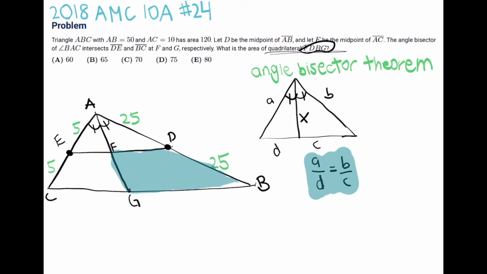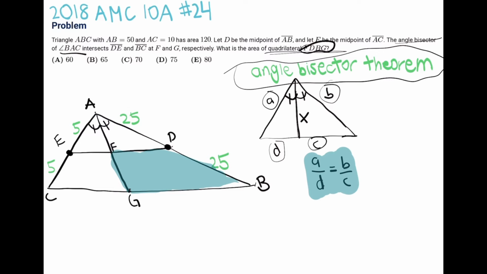Okay, so we notice that the angle bisector of BAC is included in this problem, and we're going to have to use the angle bisector theorem. So here I have it drawn out. Basically, the angle bisector theorem states that if X is the angle bisector, then A over D equals B over C. In other words, B times D equals A times C.